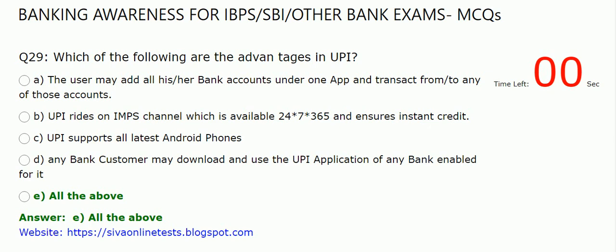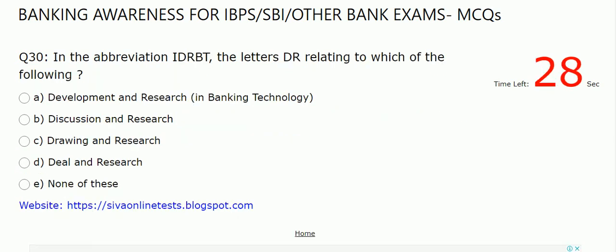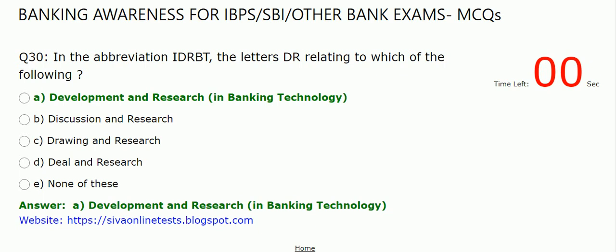Question 30. In the abbreviation IDRBT, the letter D relates to which of the following? Options. A. Development and research in banking technology. B. Discussion and research. C. Drawing and research. D. Deal and research. E. None of these. Answer. A. Development and research in banking technology.